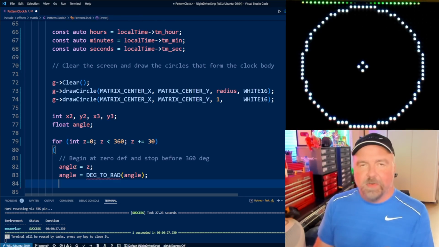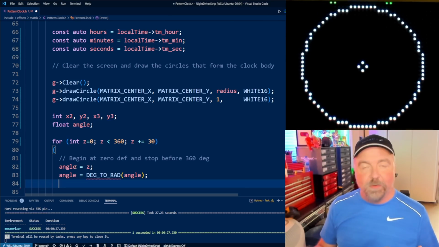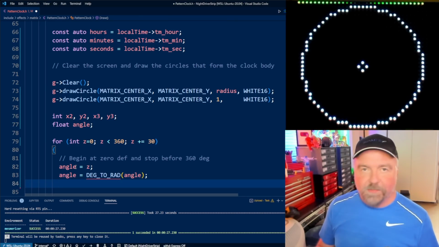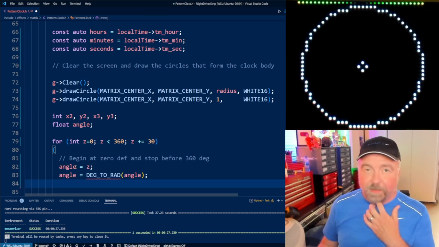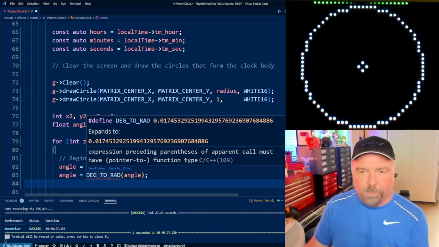We're going to work in degrees because the relationship between 360 and 12 hours is just so handy that I don't want to have to work in any other form. But before we call the system trig functions, we need to convert them to radians. Now we could divide by 57.29577, something like that. But we could also just simply call the degrees to radians function. That's not actually a function, it's just a constant.